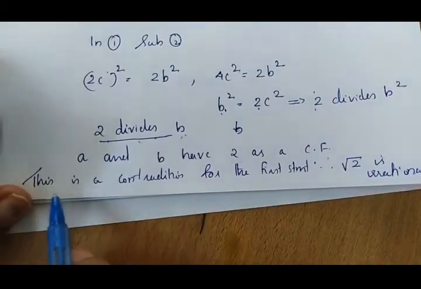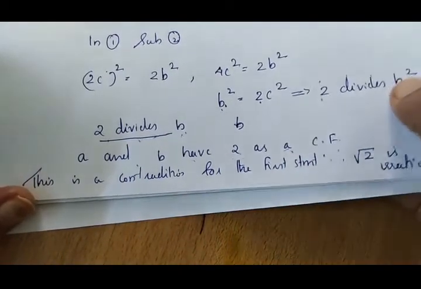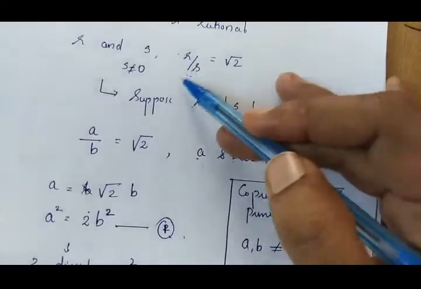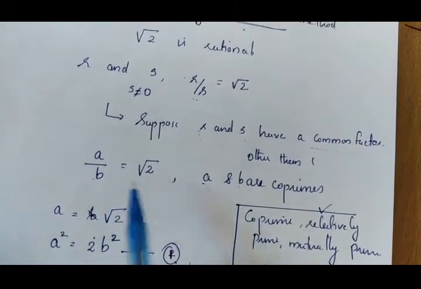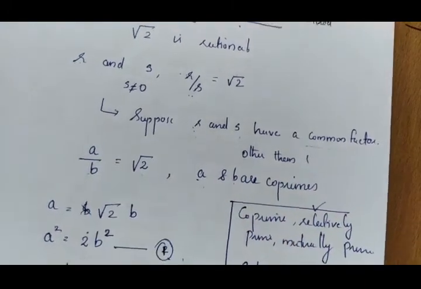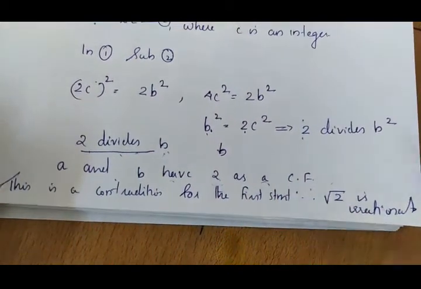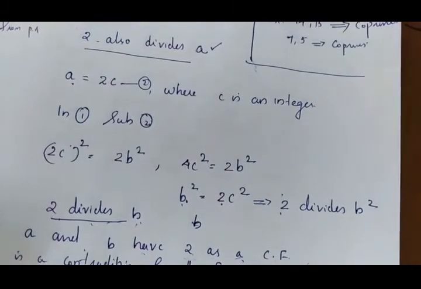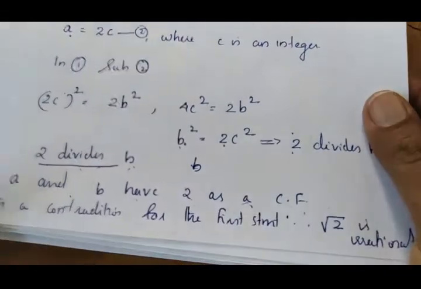Why do we say that? A and b have 2 as a common factor. Here we say that by considering root 2 as rational, a divided by b is equal to root 2, where a and b are co-primes. They don't have any common factor. But finally we proved that a and b have 2 as a common factor. Hence this is a contradiction for the previous statement. So we can say that root 2 is irrational.